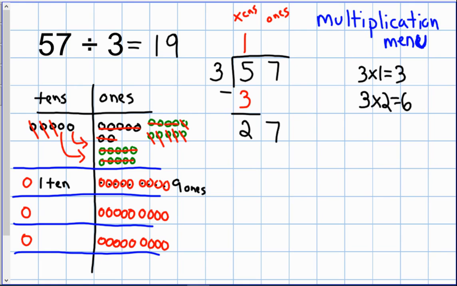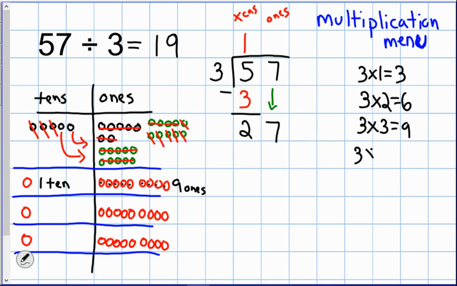And your parents or people at home will say, oh, you just bring the 7 down. What you're doing is you're putting that 7 with that 2 tens, and now it's 27 ones. Now we have 27 ones. Okay, well, how many threes can I get into 27? And if you don't know your threes, keep working on your multiplication menu.